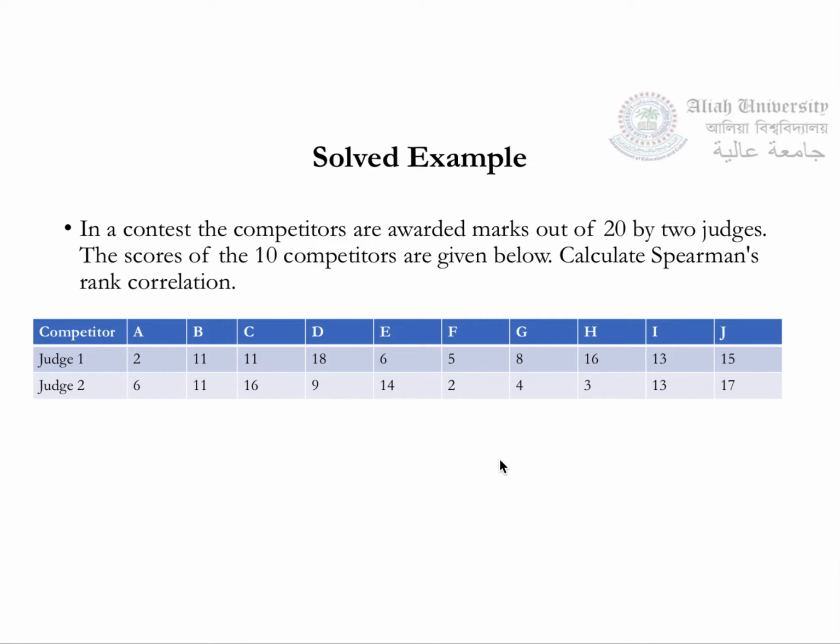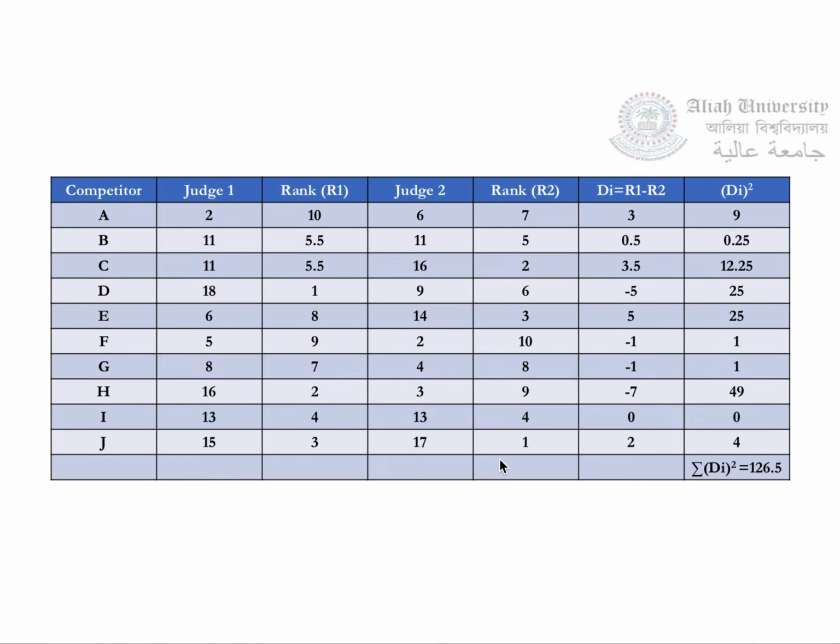So we are talking about a competition in which there were 10 participants, who were being given marks by 2 judges, as per the table given below. Now we want to find out whether the marking or evaluating pattern of the 2 judges exhibited any correlation or not. So we make a table like this. We have the different competitors on one side, the scores given by judge 1, the scores given by judge 2. So these become our 2 sets of variables.